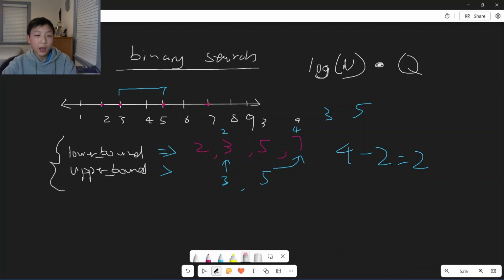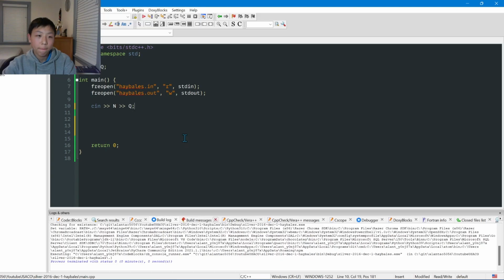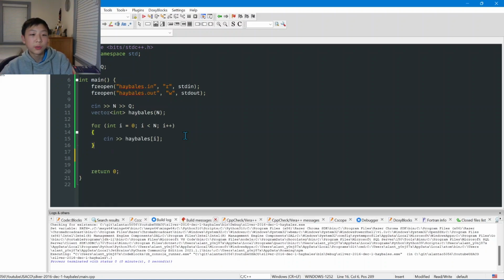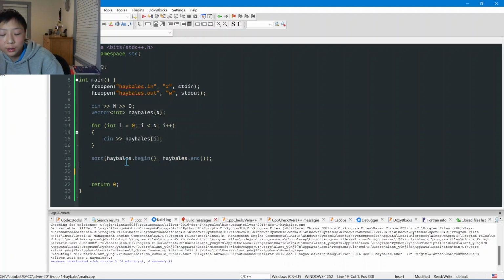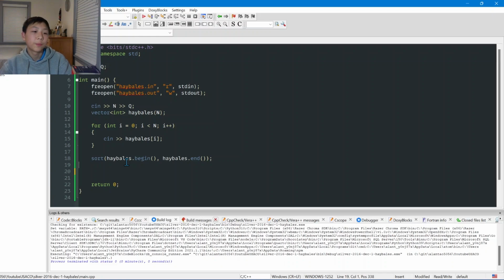Now let's look at the actual code and implementation of this problem. So first of all, I'm going to read in the n and the q. Then I'm going to make a vector Haybales. I'm going to read in every element in that Haybales using cin. Then I'm going to sort the Haybales from lowest to greatest so we can actually binary search it.